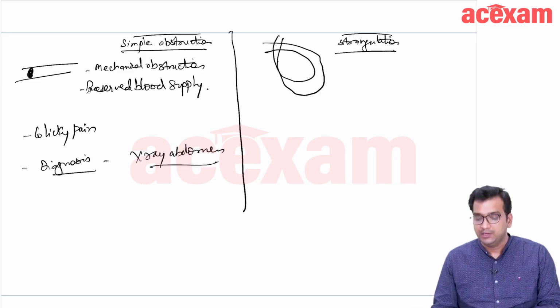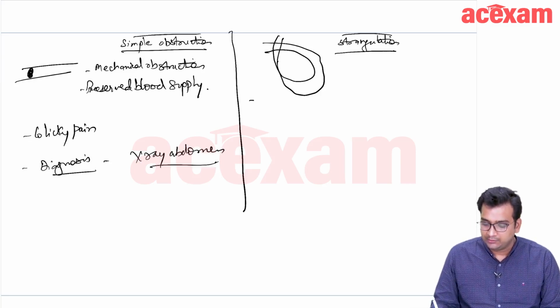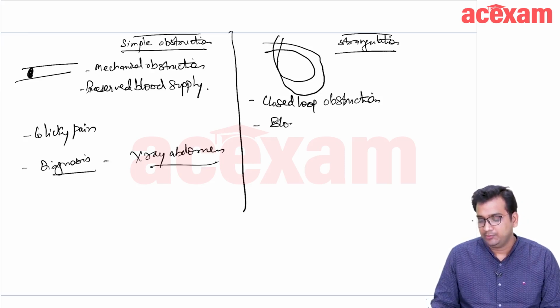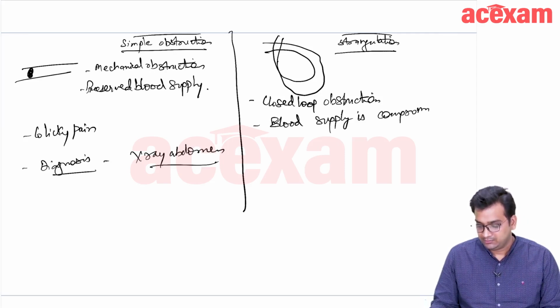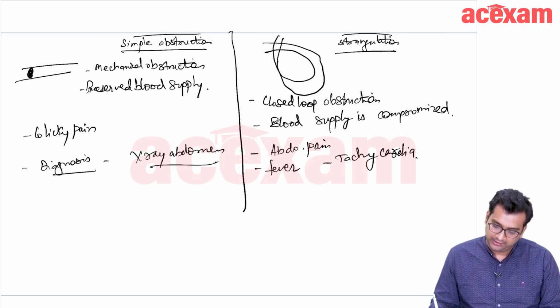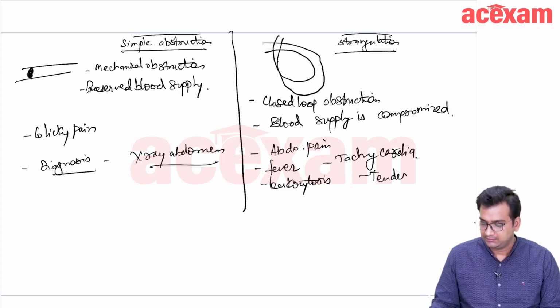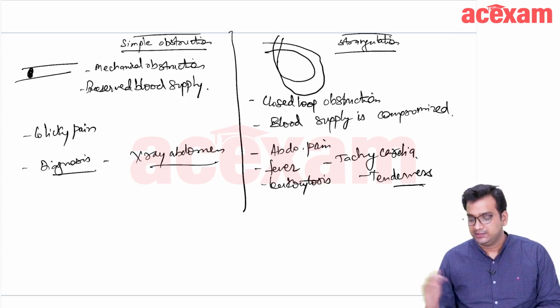This we have read. Okay, but in strangulation, generally there is a closed loop obstruction, and the blood supply is compromised. Okay, patient presents with abdominal pain, along with that, there is presence of fever, tachycardia, leukocytosis, and tenderness. Okay, these are the signs of strangulation.